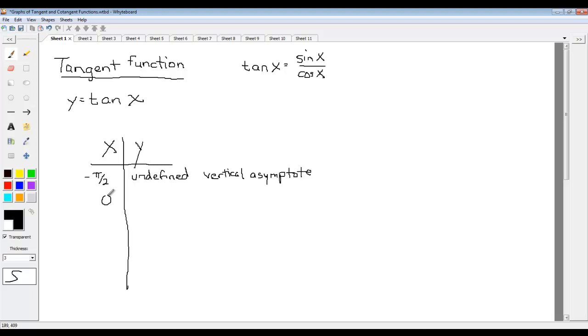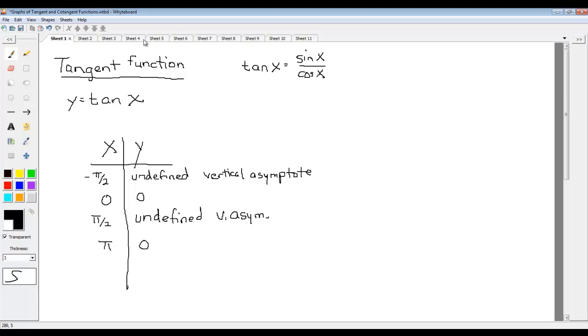At 0, you get 0. At pi over 2, you're once again undefined. So you get a vertical asymptote. And it continues like that. At pi, you get 0, and so on.